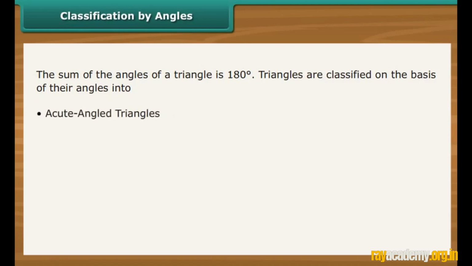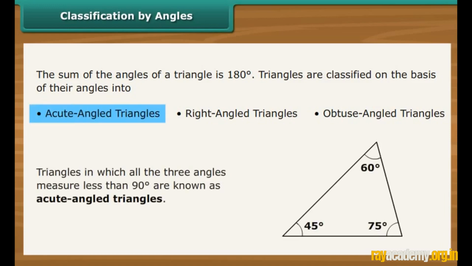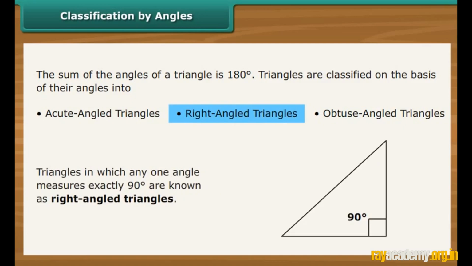Triangles in which any one angle measures exactly 90 degrees are known as right-angled triangles. Triangles in which any one angle measures more than 90 degrees are known as obtuse angled triangles. Perpendicular lines. Look at these two lines.